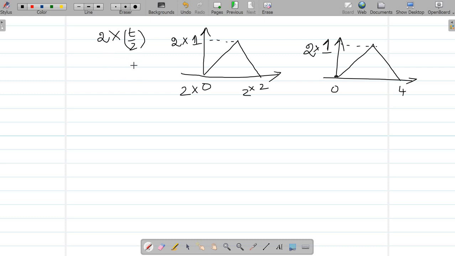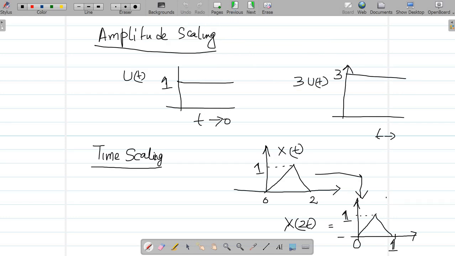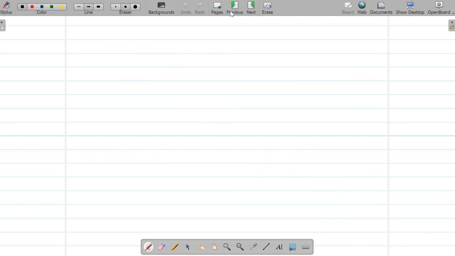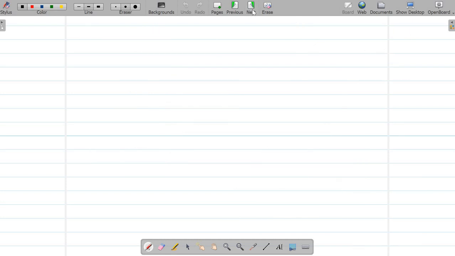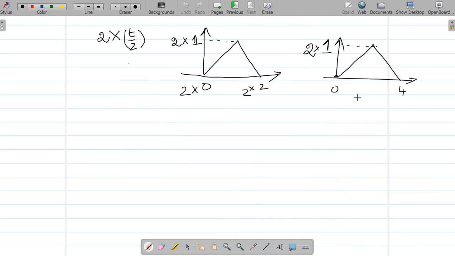So this is called an enlargement operation. The previous one, here we are doing a compression operation. Say t is multiplied by a constant, then we are essentially doing a compression operation. So here we are doing an enlargement operation. Okay. So this is about time scaling.